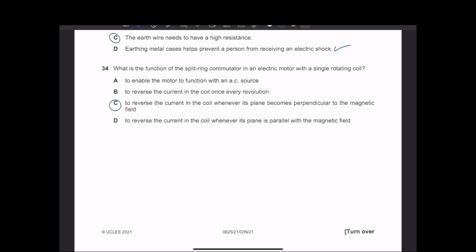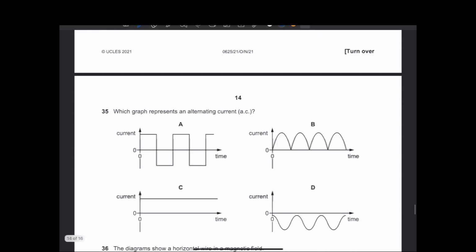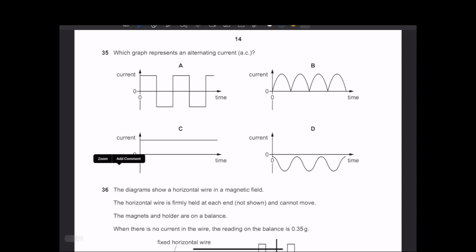D, to reverse the current in the coil whenever the plane is parallel. No, when parallel here, the direction of the force is still the same when it passes to be parallel between the two poles of the magnet. So the right answer here is C. That was 34. Now 35.